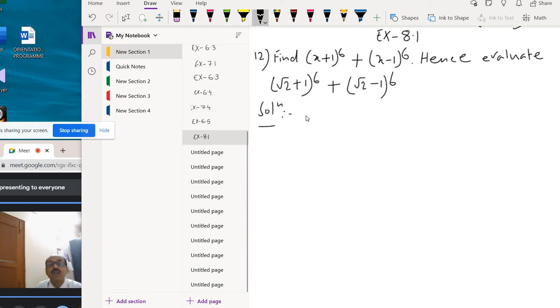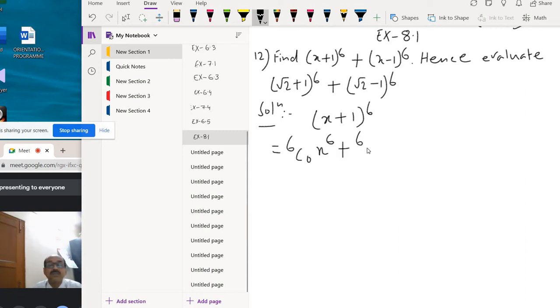So first you expand (x + 1)^6. Use the binomial theorem. Here n equals 6. It will be 6C0 into x to the power 6, plus 6C1 into x to the power 5 into 1, so x to the power 5. No need to write 1.